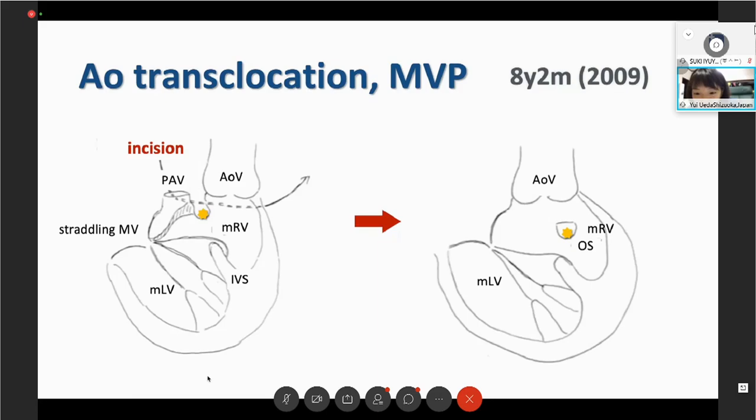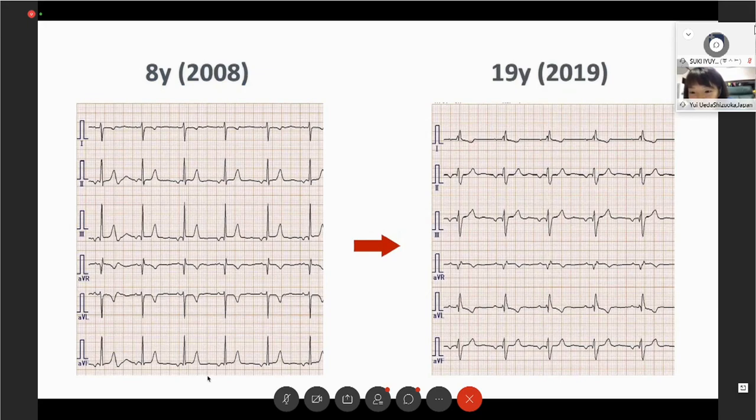And these are ECGs, pre and post. She is now 19 years old. She originally has junctional rhythm with her P wave embedded in the second, third, and aVF leads, but her PR interval has not changed. That's all. Thank you.